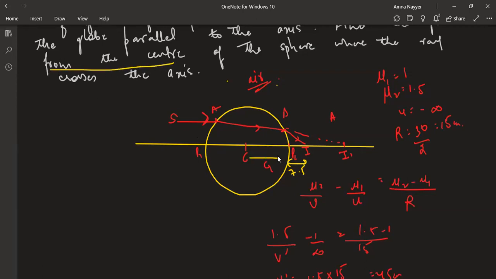So the radius was 15. So total will be 15 plus 7.5. That will be 22.5 centimeters. This is the final answer.